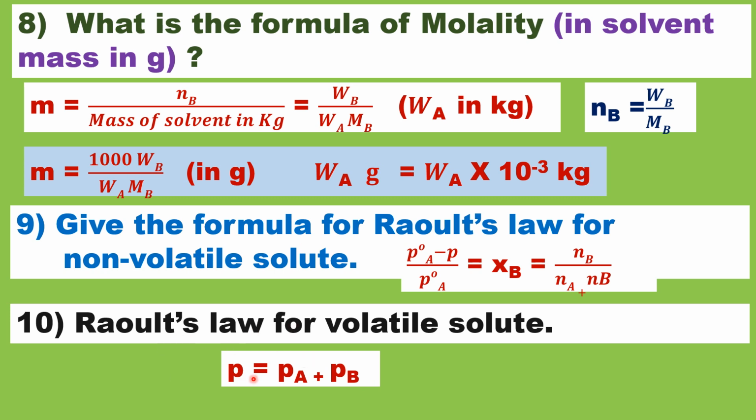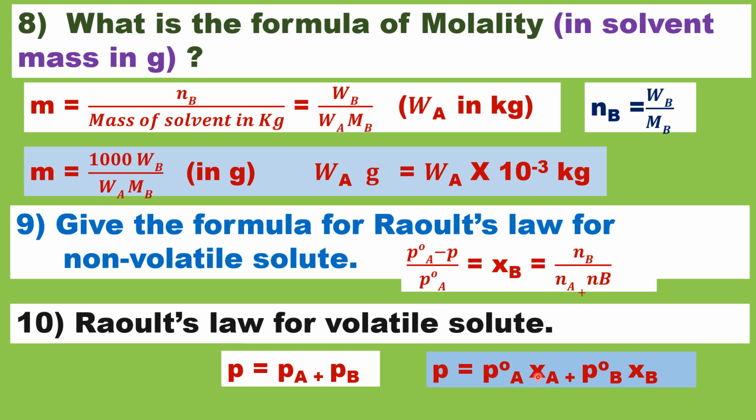To obtain this, Dalton's law of partial pressure expression is used here. According to Dalton's law, total pressure P equals PA plus PB. That is, the total pressure is equal to the sum of the individual pressures of the various components present in the solution. This is the partial pressure of A, and this is the individual pressure of B. How are individual pressures calculated? They are the vapor pressure of the pure solvent times their mole fraction.